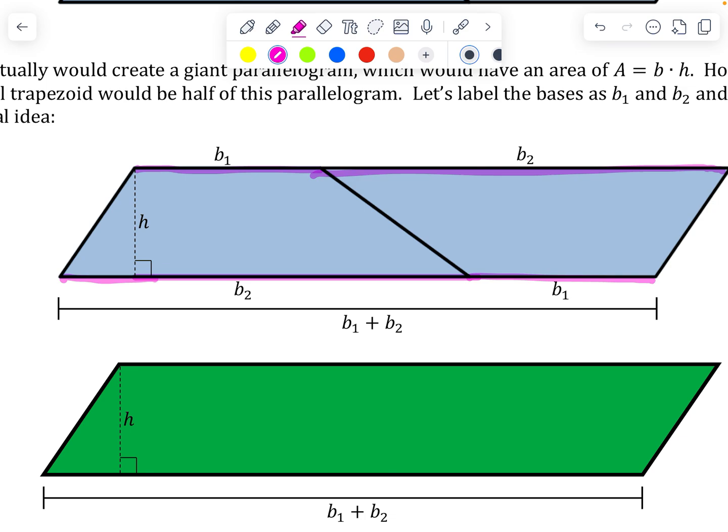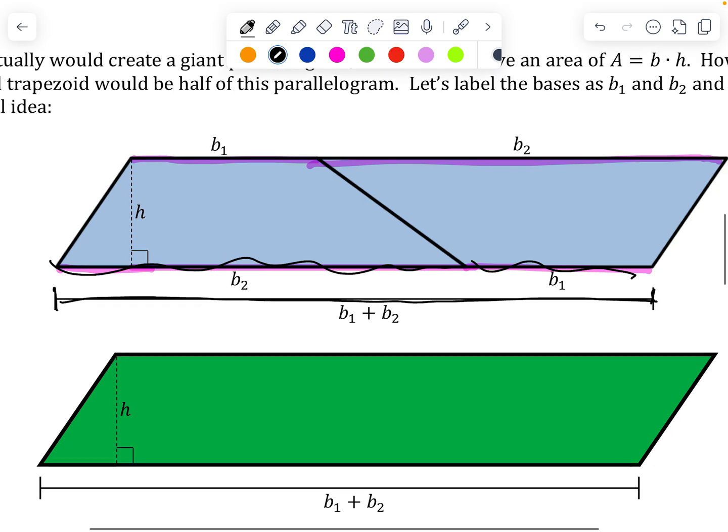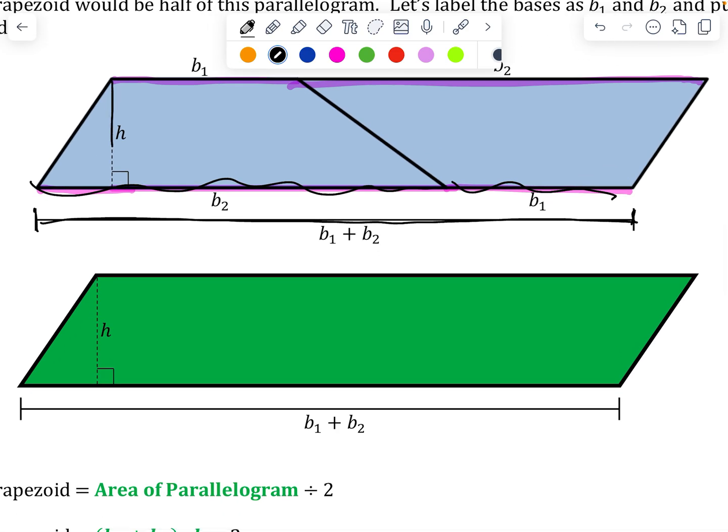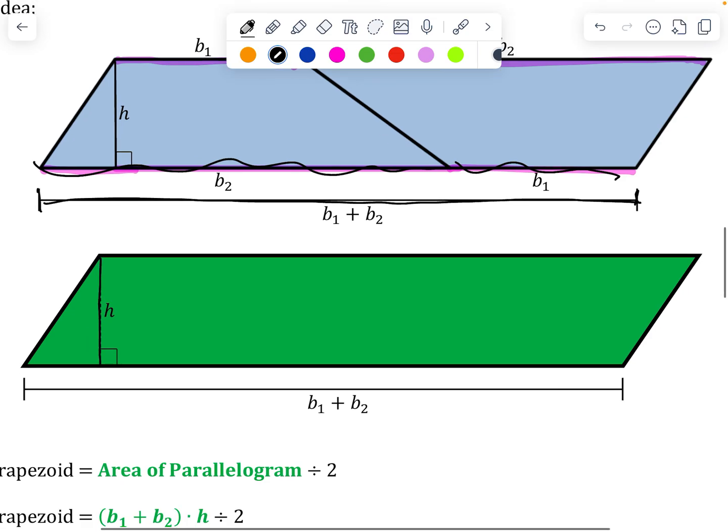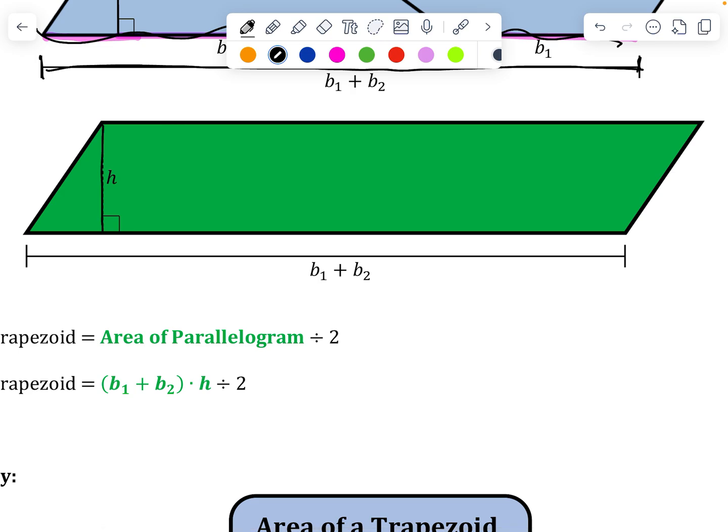We know the formula for the area of a parallelogram is area equals base times height. So I need the length of the base, which is this right here. This length is this plus this, which is base 1 plus base 2. And the height is perpendicular to both of the bases, which is right there, and that is still the height. So to find the area of this green parallelogram, it's base times height, where the base is base 1 plus base 2. So the area equals the base times the height.